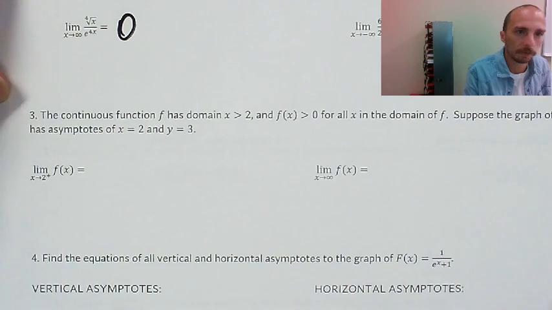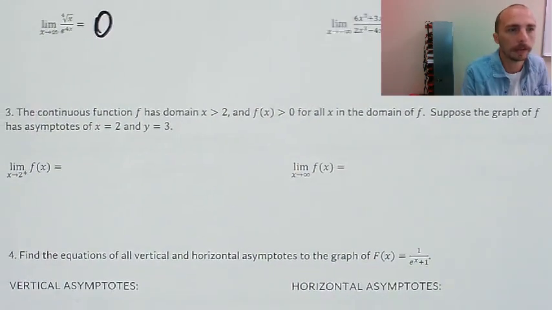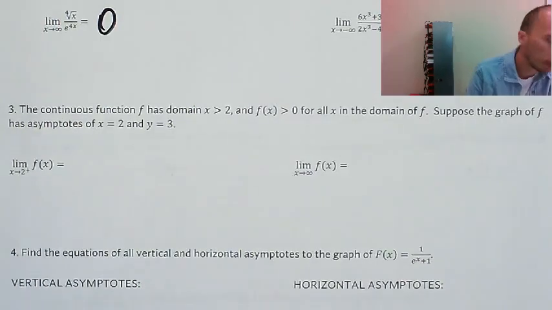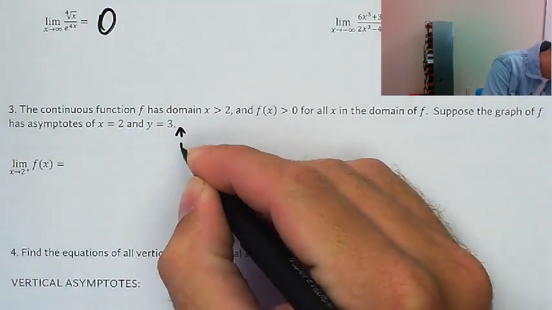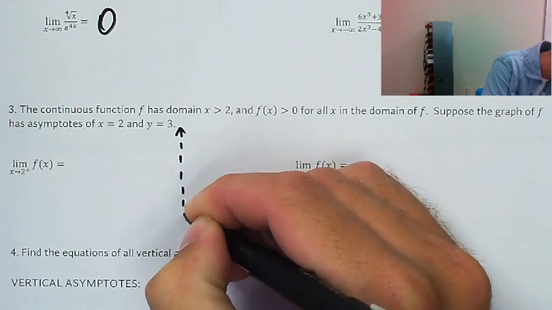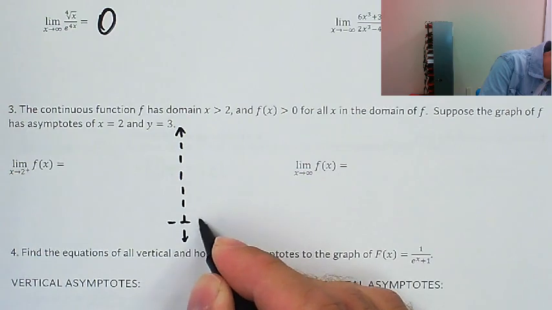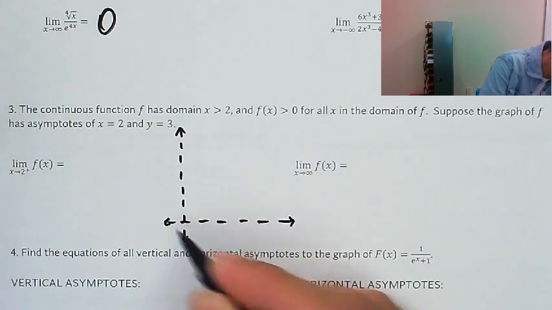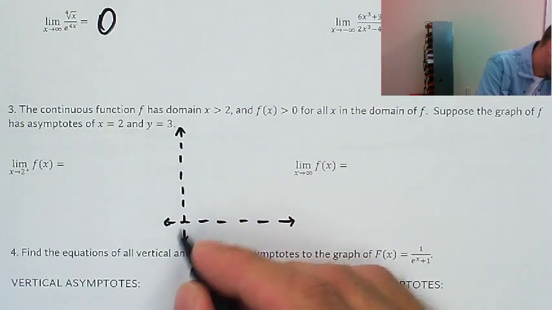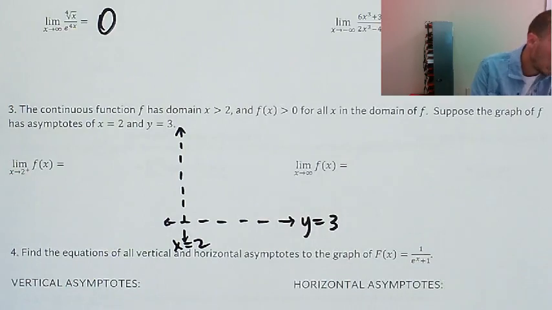Right. The continuous function f has domain x is greater than 2, and f is always positive. Okay, and the asymptotes to the graph of f are x equals 2 and y equals 3. I'm going to just draw a little picture of the graph. Okay, and this is not the x-axis and the y-axis. This is x equals 2 and y equals 3.